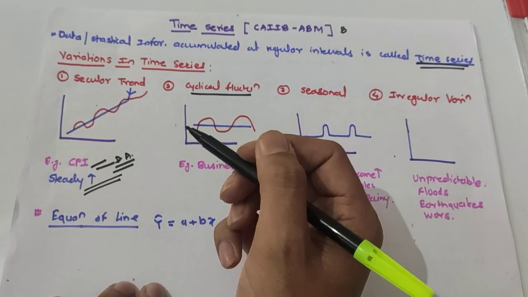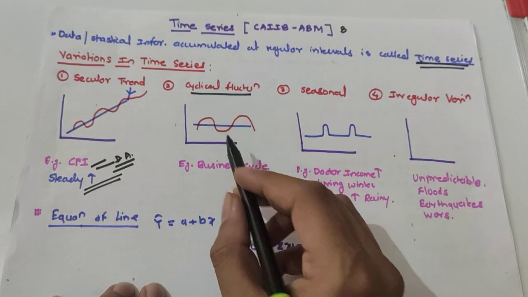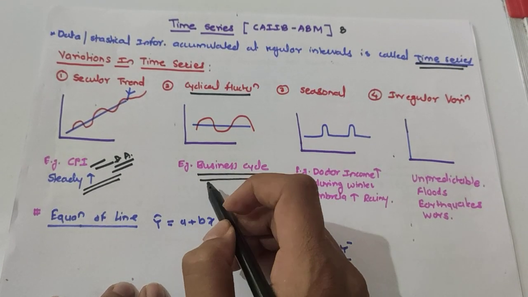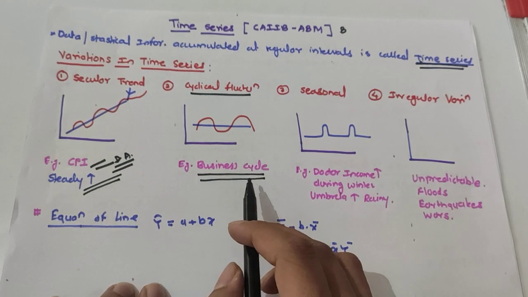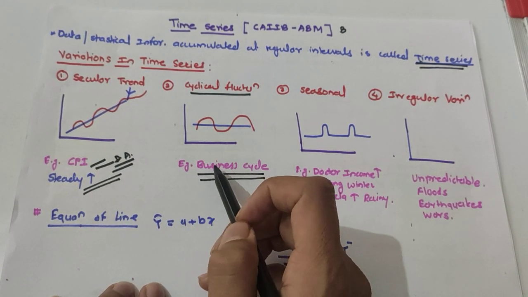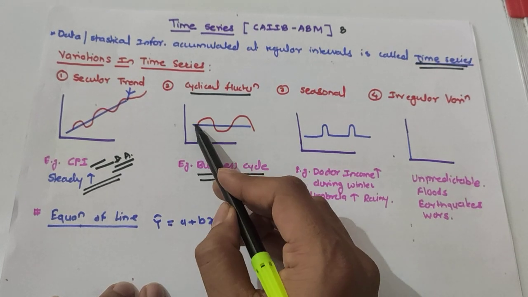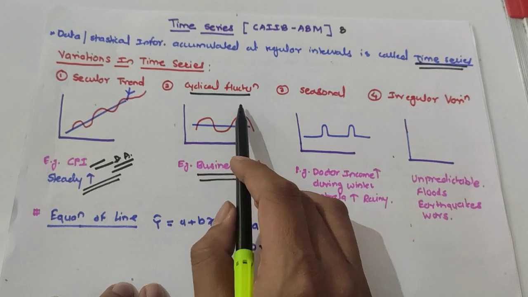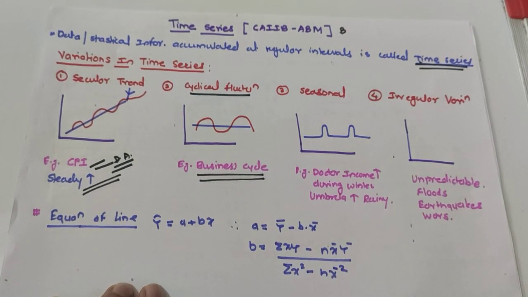So friends, see, cyclic fluctuation. What is the example of cyclic fluctuation? Business cycle. In the previous video, I have explained the business cycle. There may be sometime recession, sometime boom, right? So there is a variation, that is upward and downward movement. So it is called the cyclical fluctuation.